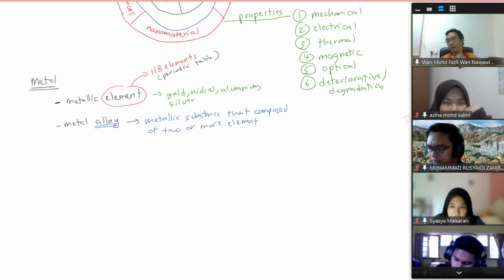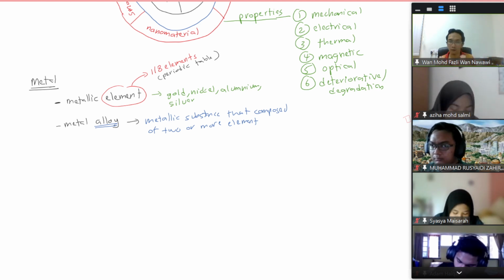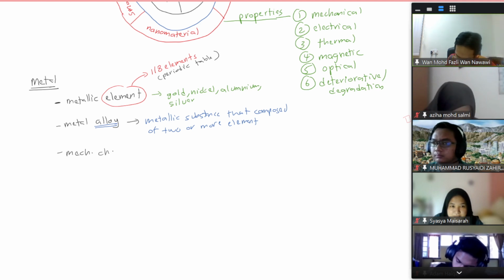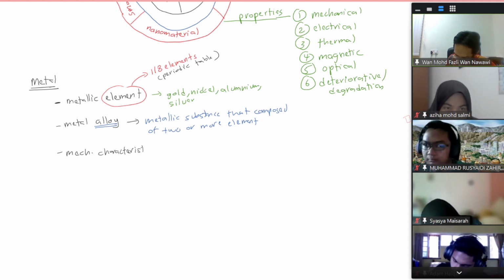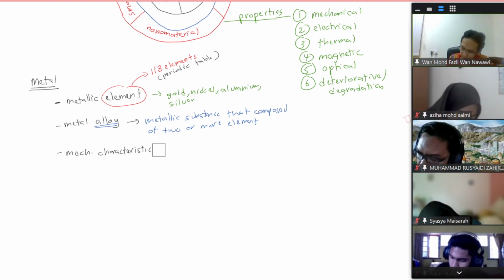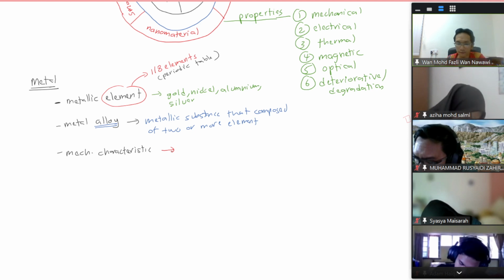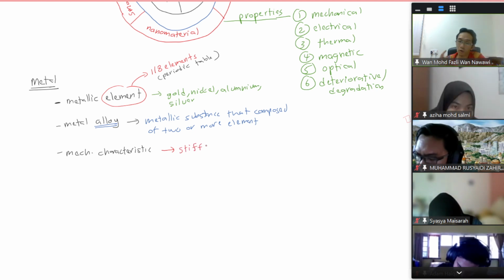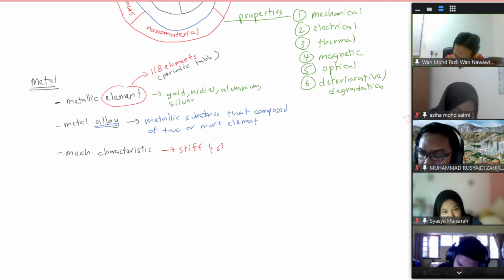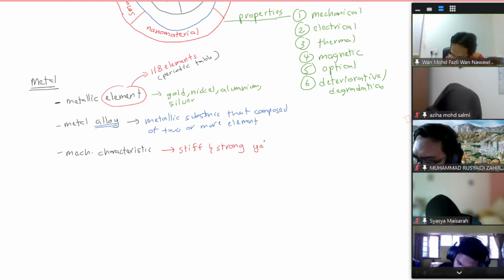Okay, so what is the mechanical characteristic? When we talk about metal, we know the definition of metal is that you need to have a metal element. But what are the characteristics? So now let's talk about the mechanical characteristics of metal. Metal is basically stiff and also strong. Stiff and strong, yet ductile.